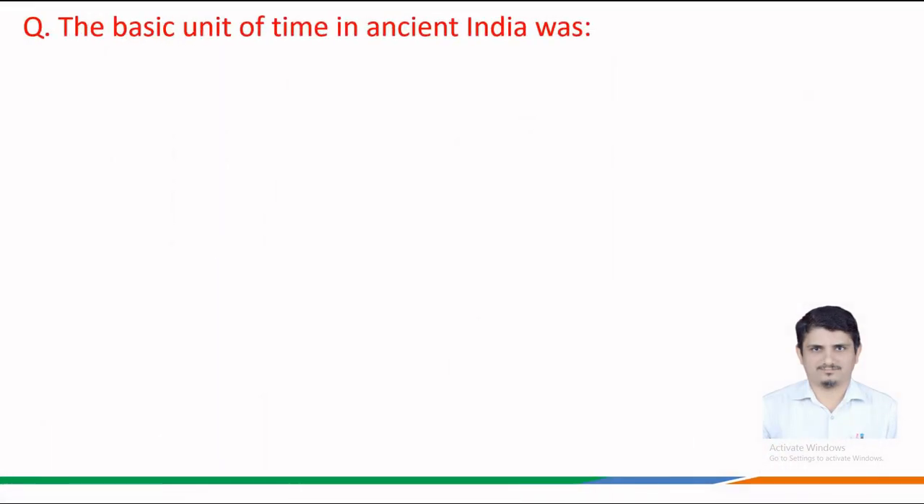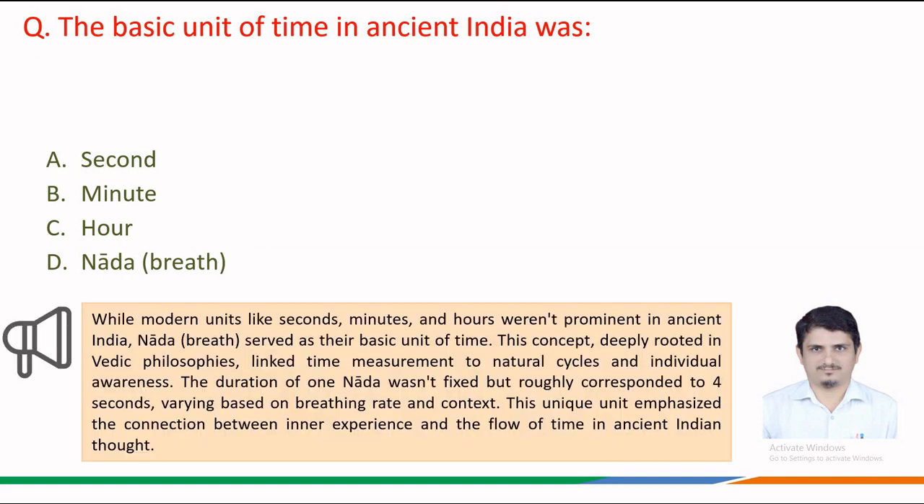Next question is, the basic unit of time in ancient India was, the given options are A, second, B, minute, C, hour, or D, nada, that is breath. Please recall here, while modern units like seconds, minutes and hours weren't prominent in ancient India, nada, the breath, served as their basic unit of time.